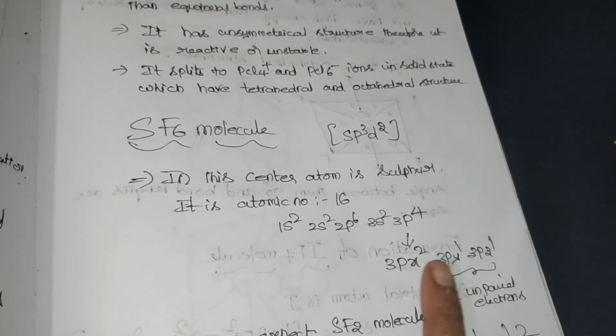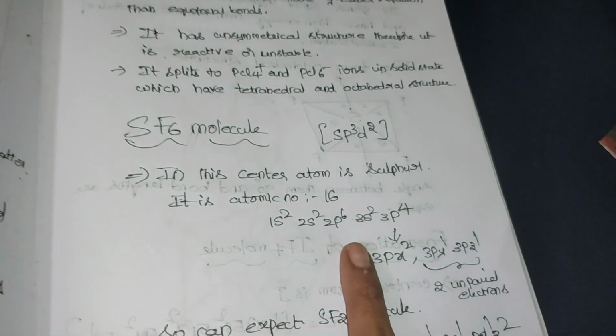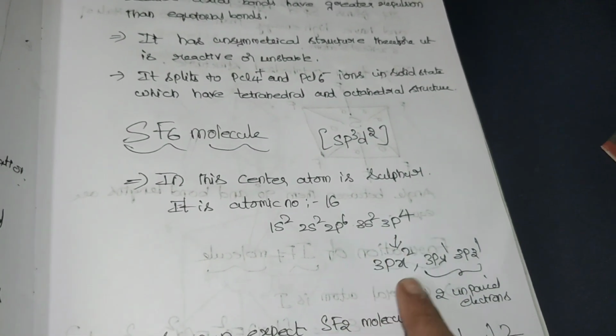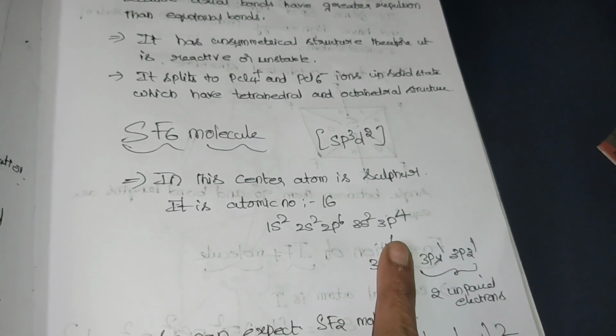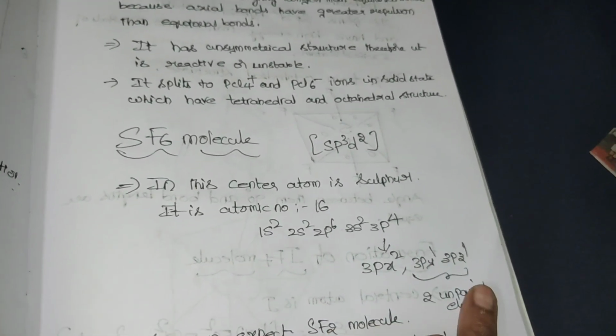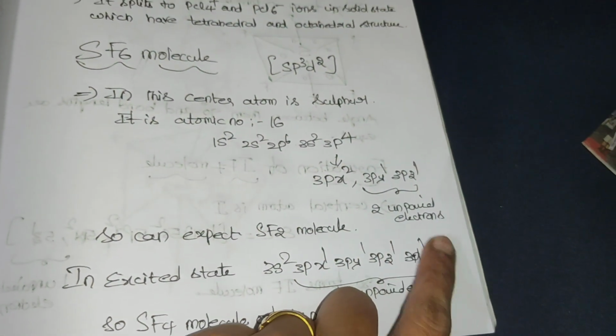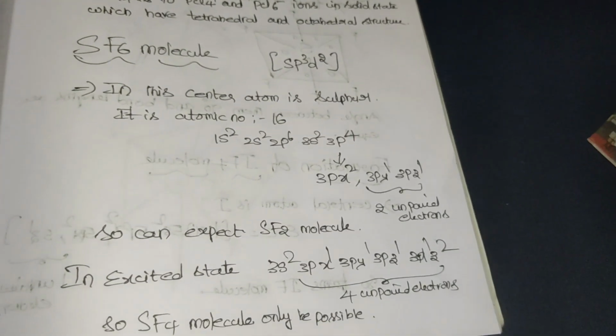According to Pauli's exclusion principle and Hund's rule, the electrons are filled. We know first x, afterwards y, afterwards z, again x. So it is paired, so it will not take part in the bond formation. Only 3py1 and 3pz1 are the unpaired electrons, and they will take part in the bond formation. So two unpaired electrons are present, so we can expect an SF2 molecule.